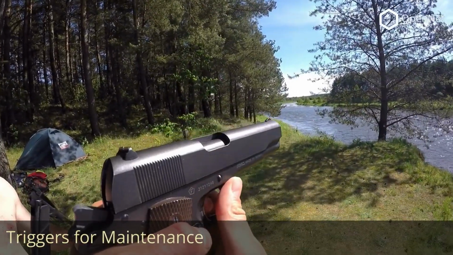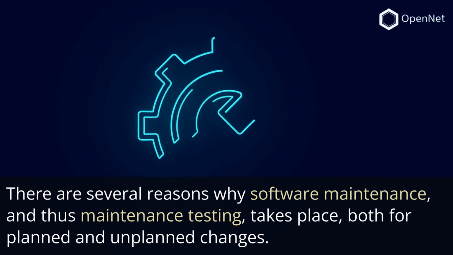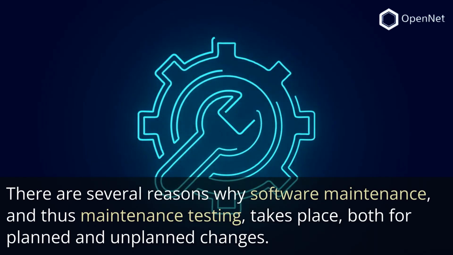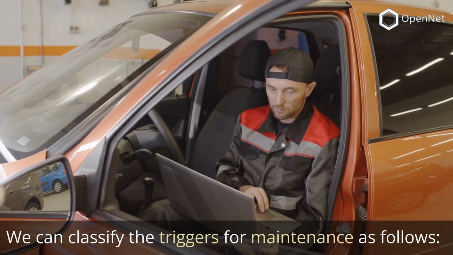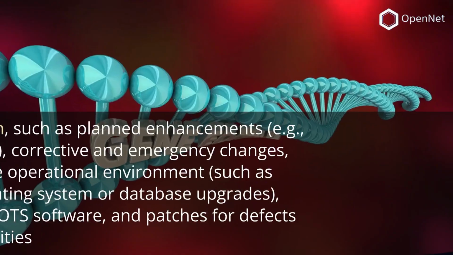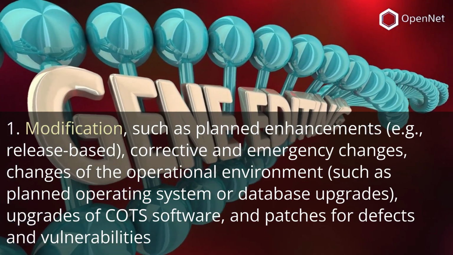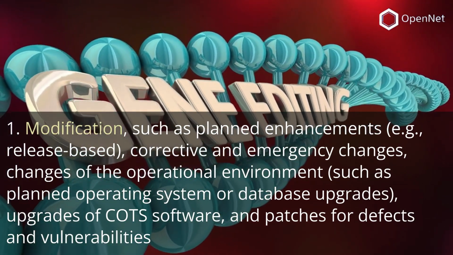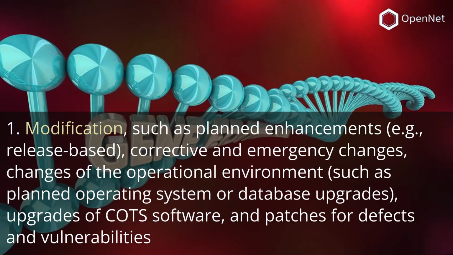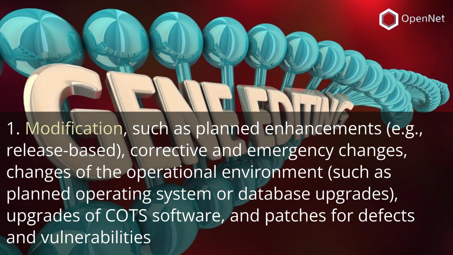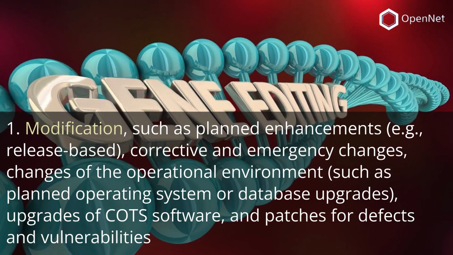Triggers for maintenance. There are several reasons why software maintenance, and thus maintenance testing, takes place, both for planned and unplanned changes. We can classify the triggers for maintenance as follows. 1. Modification, such as planned enhancements, e.g., release-based, corrective and emergency changes, changes of the operational environment, such as planned operating system or database upgrades, upgrades of COTS software, and patches for defects and vulnerabilities.